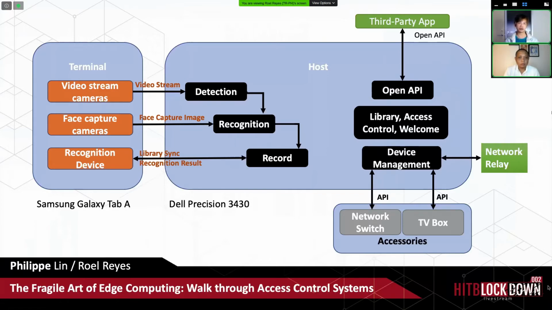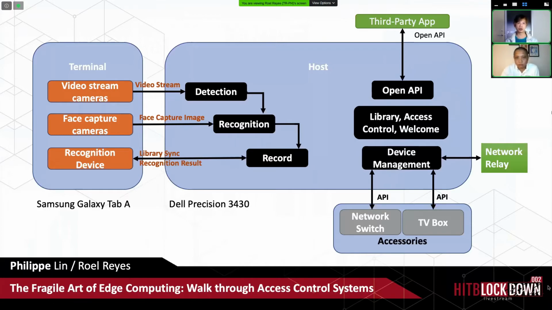And the edge server is actually a Dell Precision 3430. That's a very high-end workstation, and it does all the detection, recognition, and recording in that server. The thing we have noticed is that it communicates with third-party APIs with an open API interface, and it has a network relay with this device management thing. That's pretty interesting because when you see the network relay, you may think, okay, how do I trigger the network relay to make it open the door for us? And that's exactly what we have done.